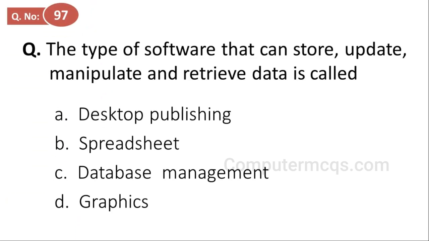The type of software that can store, update, manipulate and retrieve data is called. Options are desktop publishing, spreadsheet, database management, graphics, and the correct answer is option C, database management system or DBMS.